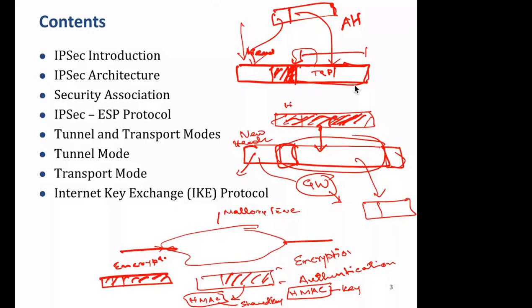Now we are going to do this in combinations. Whether you want to do only encryption, or only authentication, or both encryption and authentication. So this makes two schemes: one is called the AH scheme and the other the ESP scheme. AH is only authentication.